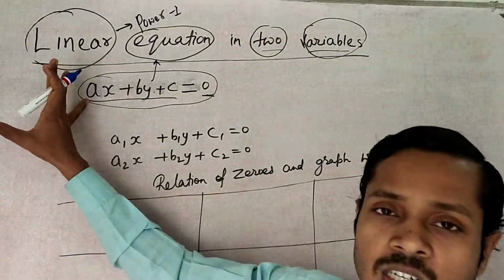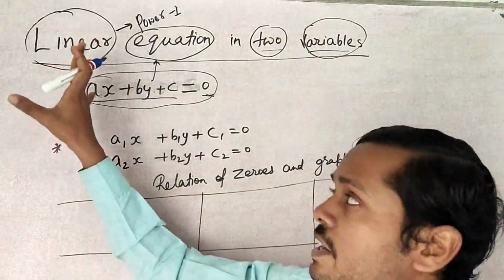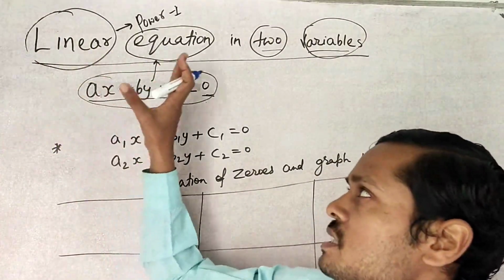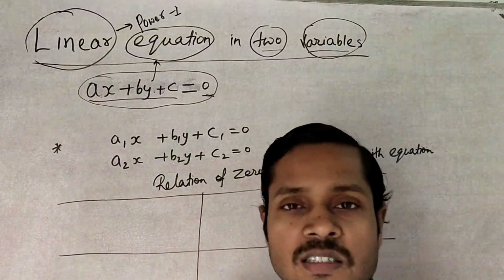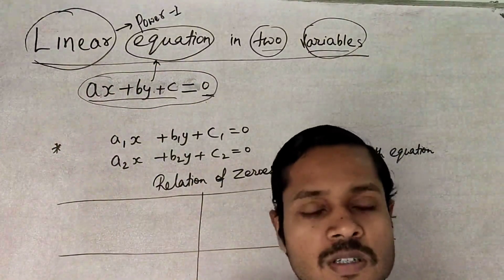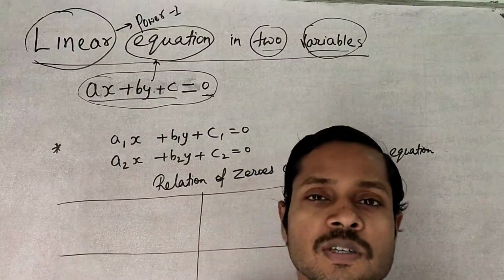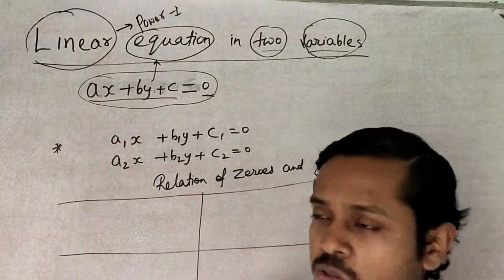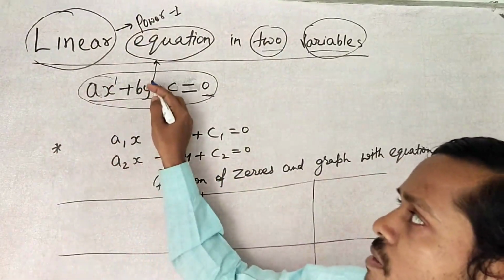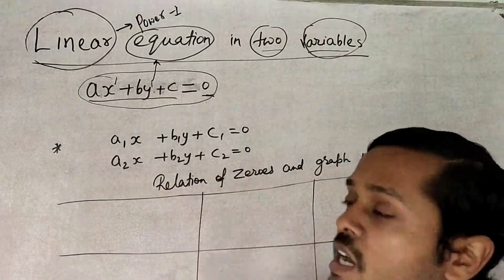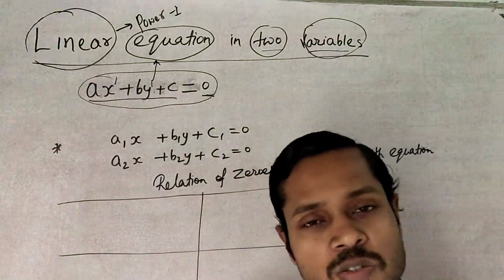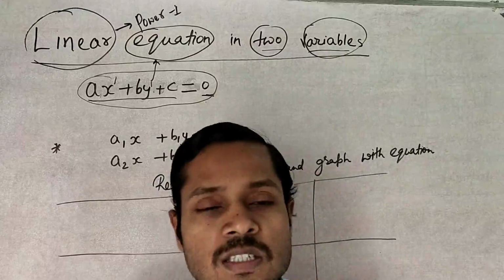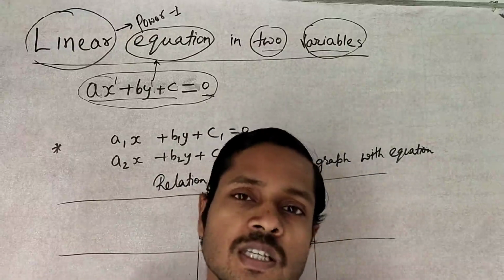Look, I have written here what I have read. ax plus by plus c is equal to 0 is called a linear equation in two variables. This is for the example, and this is the format for a linear equation in two variables. Look at the power: power 1. This is called a linear equation. After that, how many variables are there? Two variables. So this is called a linear equation in two variables. Now we are moving to another part.